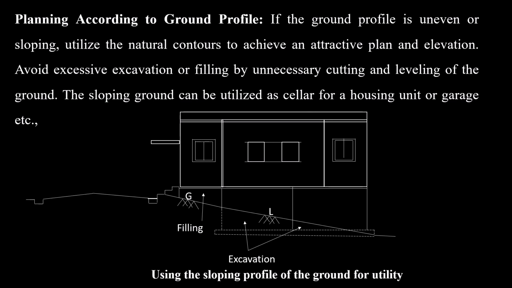Planning according to ground profile. If the ground profile is uneven or sloping, utilize the natural contours to achieve an attractive plan and elevation. Avoid excessive excavation or filling by unnecessary cutting and leveling of the ground. The sloping ground can be utilized as a cellar for a housing unit or garage, etc.